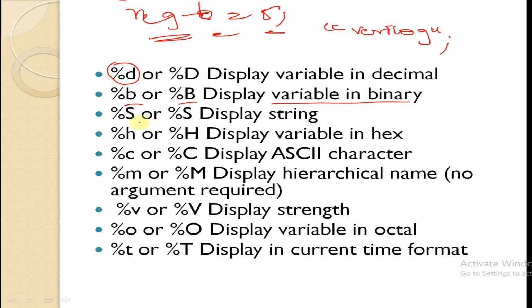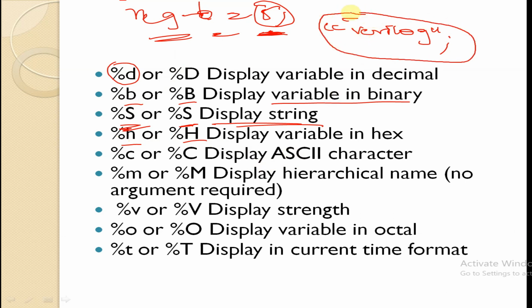We should use %s for displaying the string, and for displaying 6 in hexadecimal, we will use %h. For a string like Verilog, if we want to display it as ASCII characters, then we will use %c. And for displaying hierarchical name, we will use %m. This we will discuss in our upcoming sessions. What is this hierarchical name?